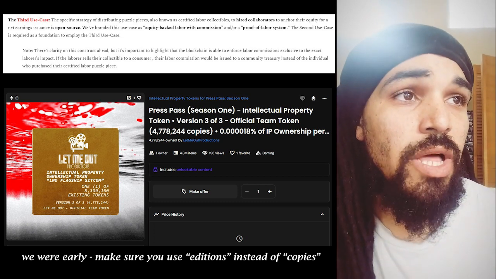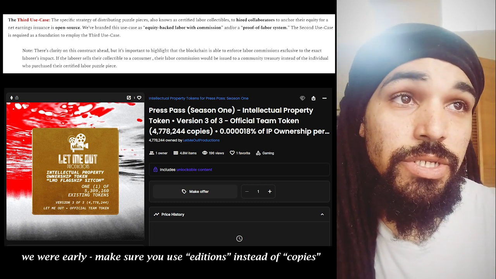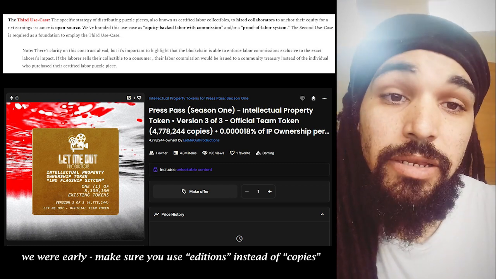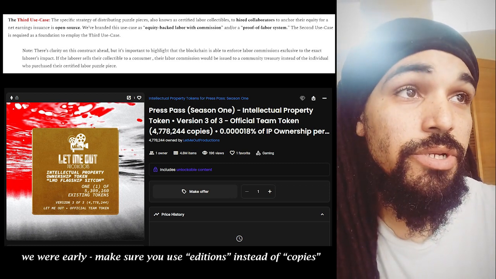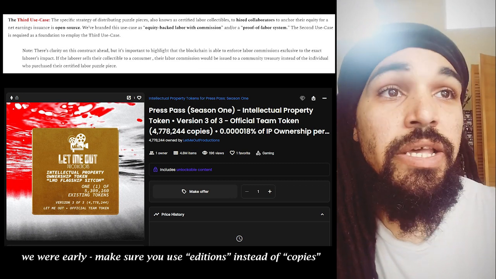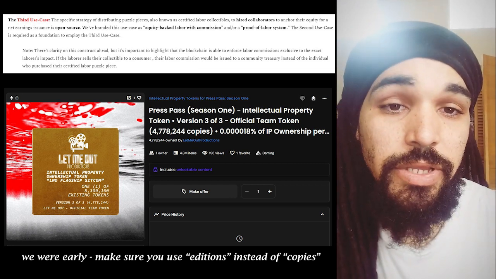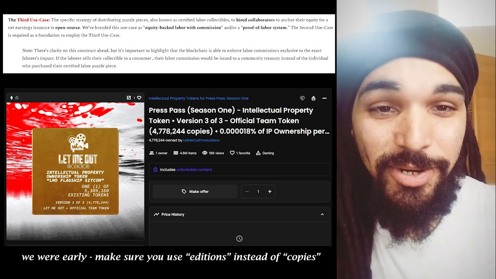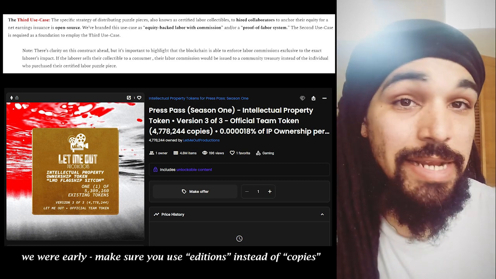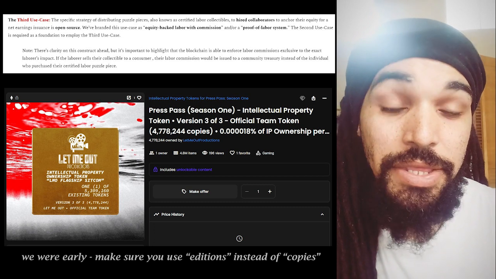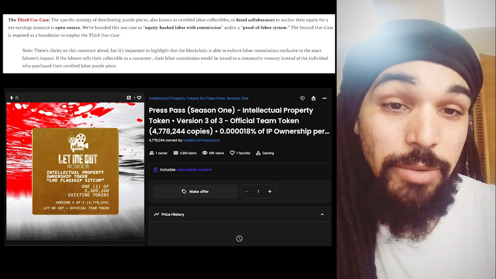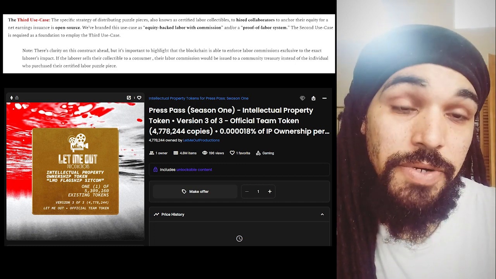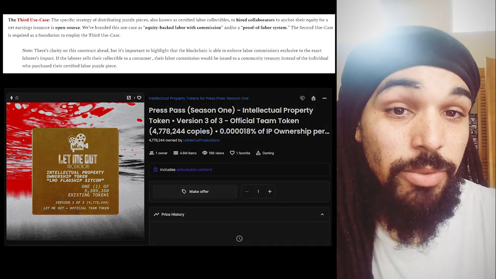It's important to highlight that the blockchain is able to enforce labor commissions exclusive to the exact laborer's impact. If the laborer sells their collectible to a consumer, their labor commission would be issued to a community treasury instead of the individual who purchased that certified labor piece. So I bring this up because it's very important that collaborative property does not equal investment contracts. There's a clear separation in market definition between collaborative property and investment contracts. That's what this paper is supposed to help people figure out.